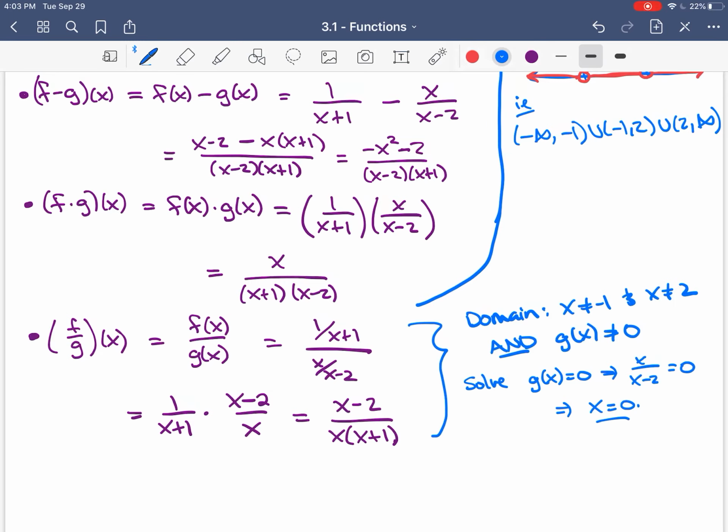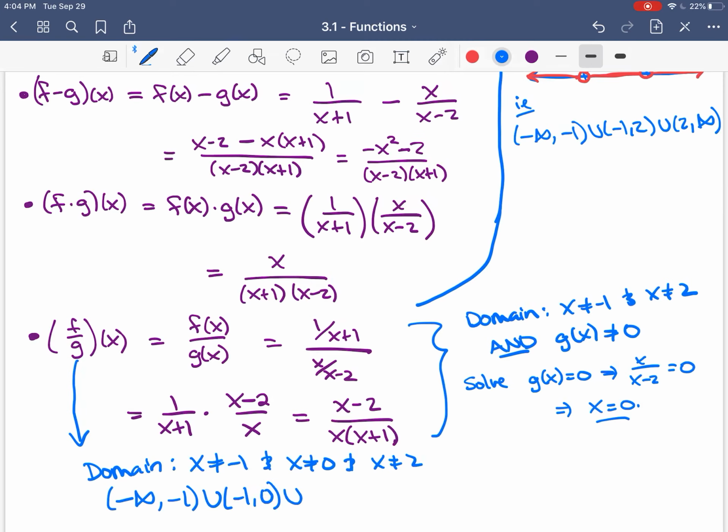So that means that the domain, I'm going to do it over here. For the division, f over g, the domain is x not equal to negative 1, and x not equal to 0, and x not equal to 2. So in interval notation, we're going to go negative infinity to negative 1, and then negative 1 to 0, and then 0 to 2, and then 2 to infinity. If you want to draw it on a number line, you just have to include all 3 of those points. So we're going everything from negative infinity up until negative 1, and then we continue until 0, and then we continue until 2, and then we continue there.